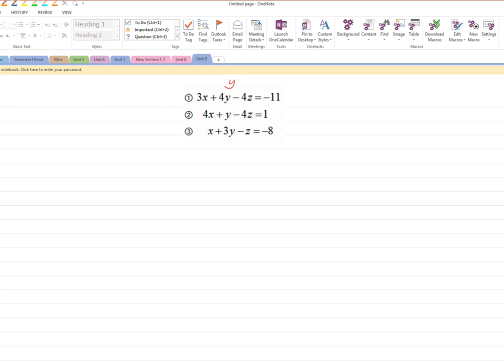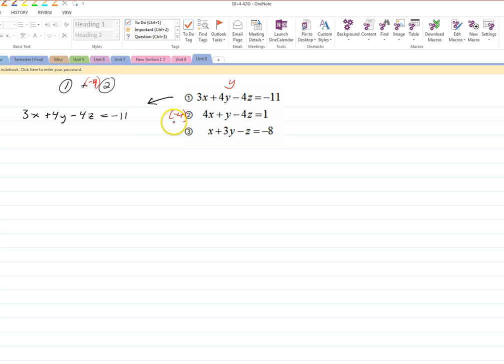So I'm going to work with equations 1 and 2 first. So I'm going to do equation 1 plus equation 2. So to get rid of the y's, I need to have this here be a negative 4. So I'm going to multiply that second equation by negative 4. So I'm not doing anything to the first equation, so I'm just going to rewrite it. So 3x plus 4y minus 4z equals negative 11.